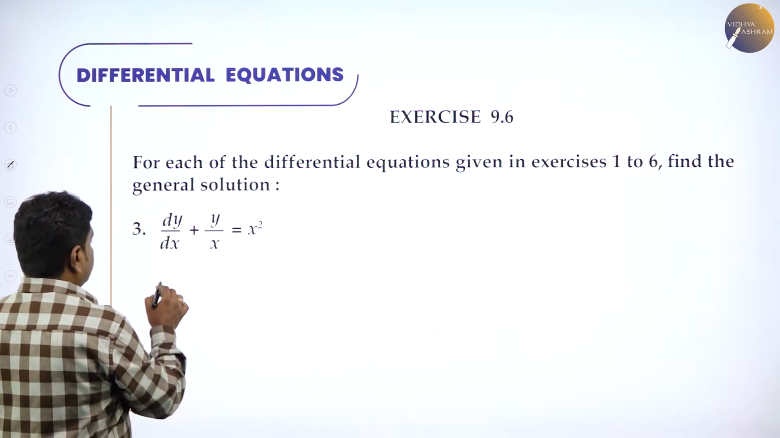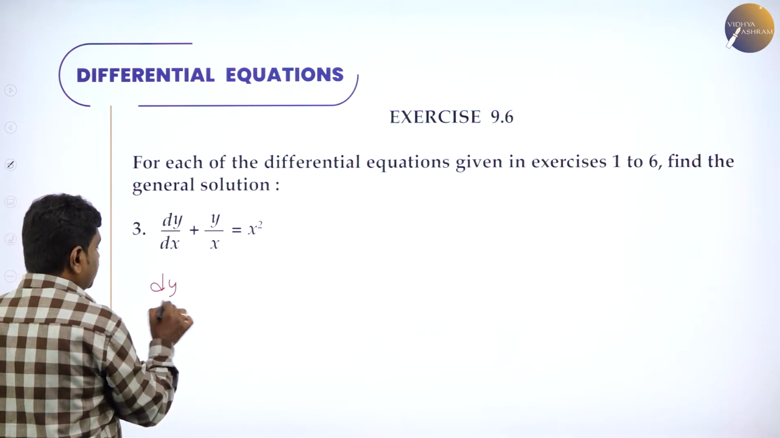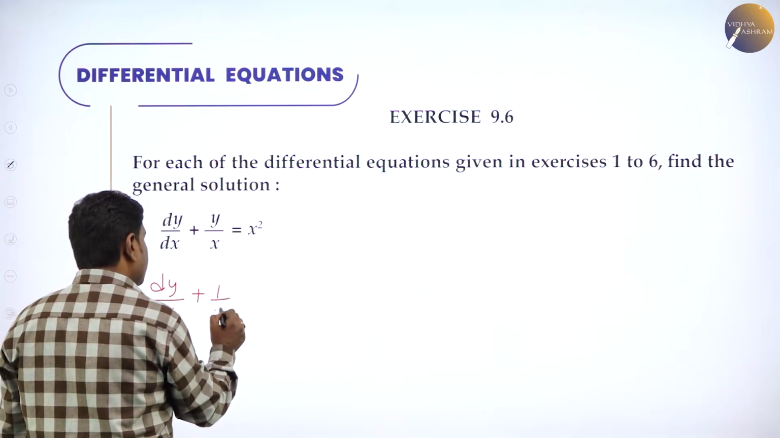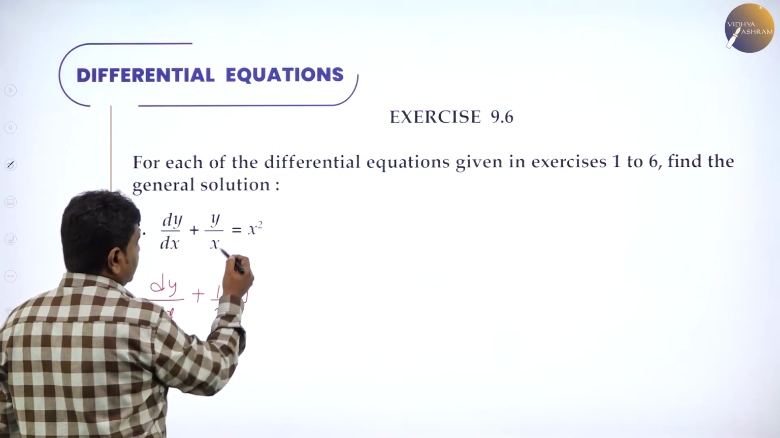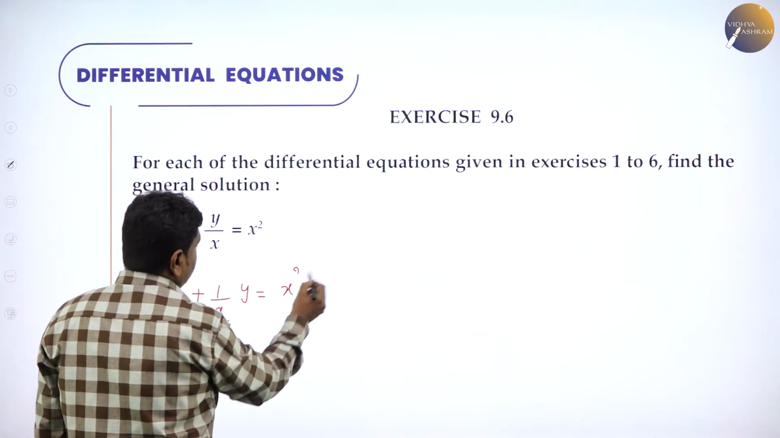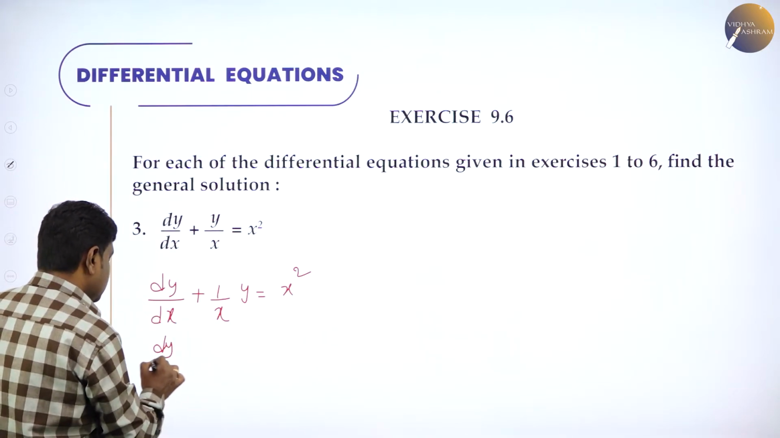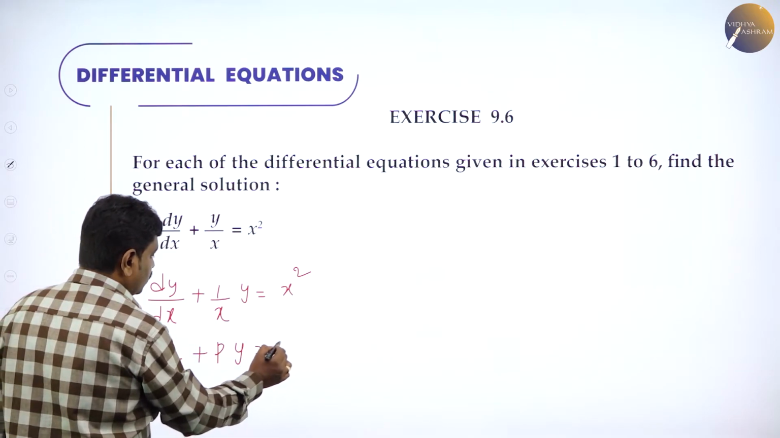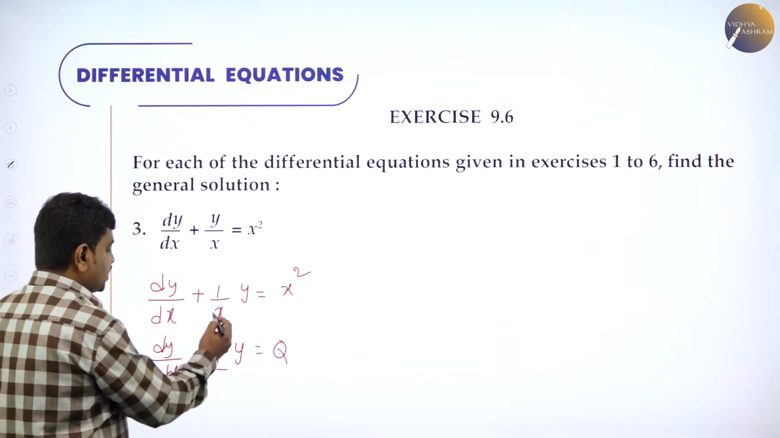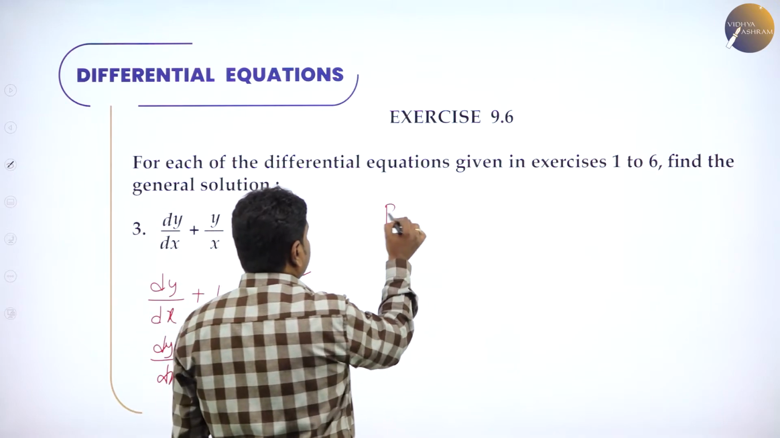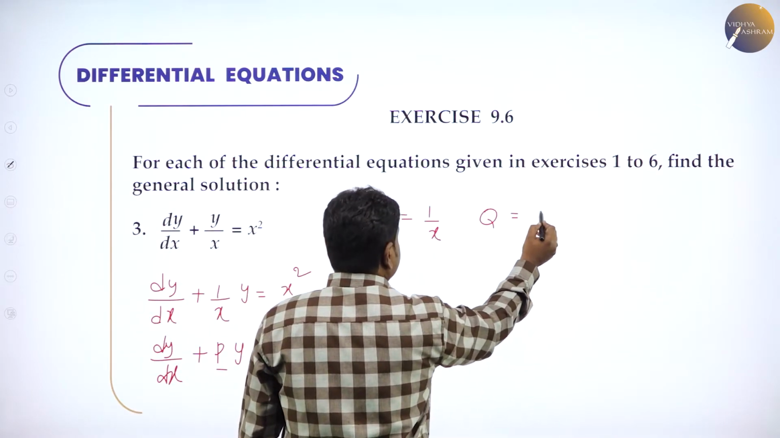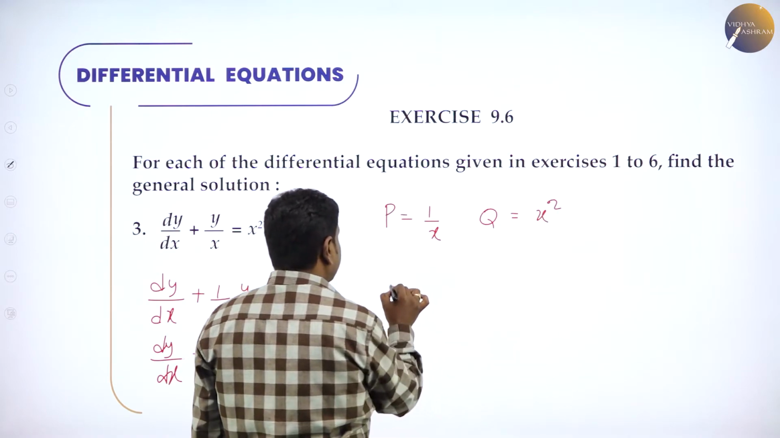Next, we have the third problem. It is in the form of dy by dx plus, can I write it as 1 by x into y? Y by x is equal to x square. Now it is in the form dy by dx plus py is equal to q. By method of comparison, p is 1 by x and q is x square.